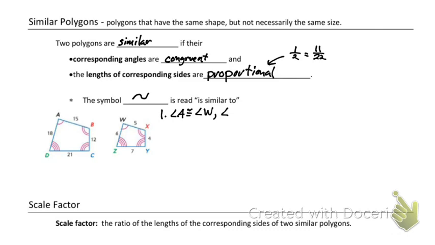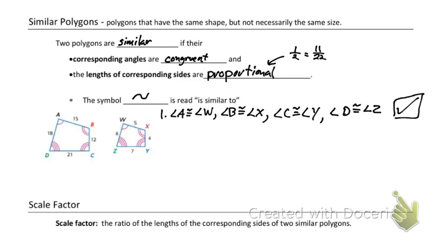We can say angle B has a corresponding angle because it is congruent to angle X. We can also say angle C has a congruent angle because it is congruent to angle Y. And finally, angle D has a corresponding angle because it is congruent to angle Z. So far, so good. Everything checks out there. We're good. Every angle has a corresponding angle that it's congruent to. That is our first check.